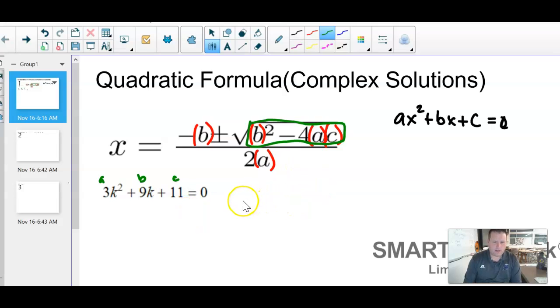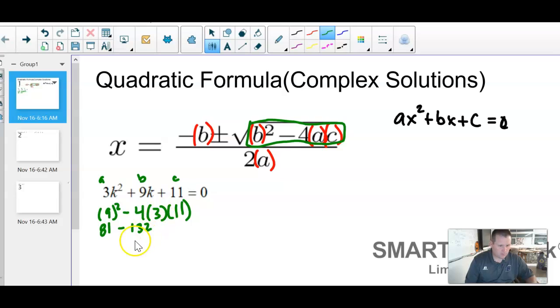And so to find my discriminant, again, I would go 9 squared minus 4 times 3 times 11. And when I do that, it'll give me my discriminant there. So this is 81, and this is 132. This gives me negative 51. So this is why I'm getting a complex or an imaginary solution, because of this negative value.